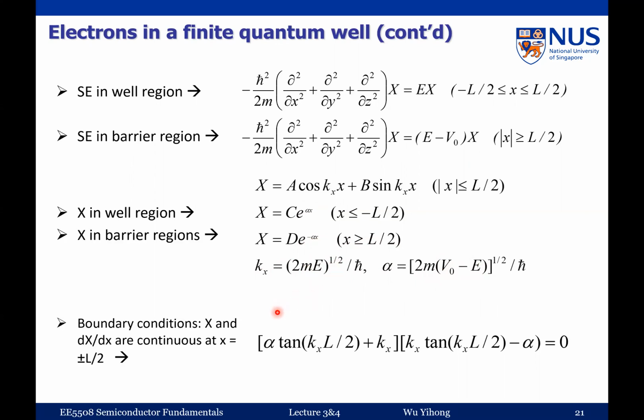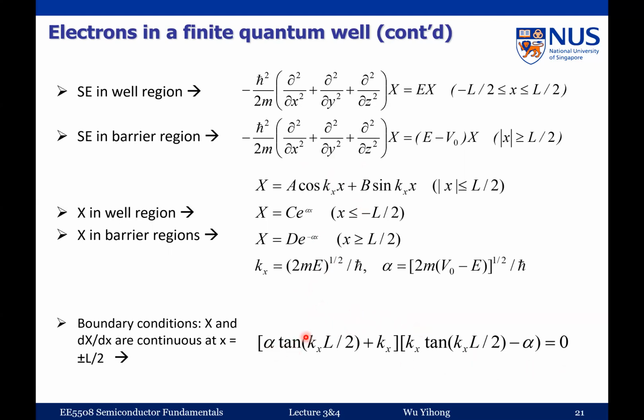Okay, so now we apply boundary conditions at x equals minus L/2 and positive L/2, right? Again, you have two boundary conditions. One is that the wave function is continuous. The other is that the first-order derivative of the wave function is continuous. We will not repeat this again, but if you're interested, you can substitute this wave function, apply the boundary conditions to these three wave functions, and you should be able to get this equation.